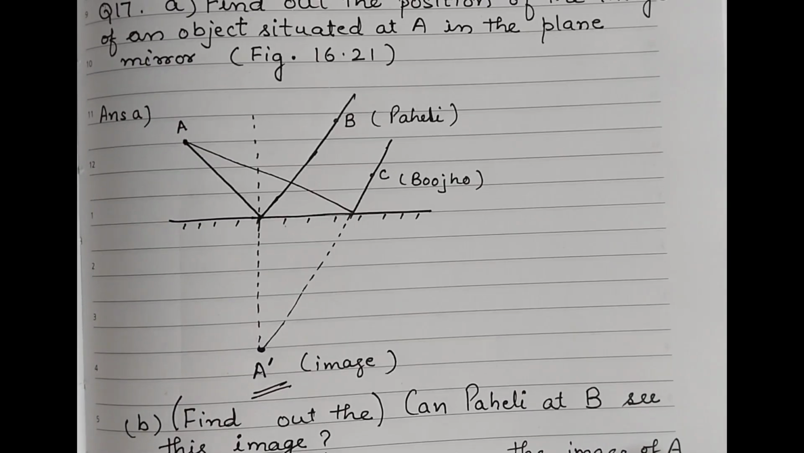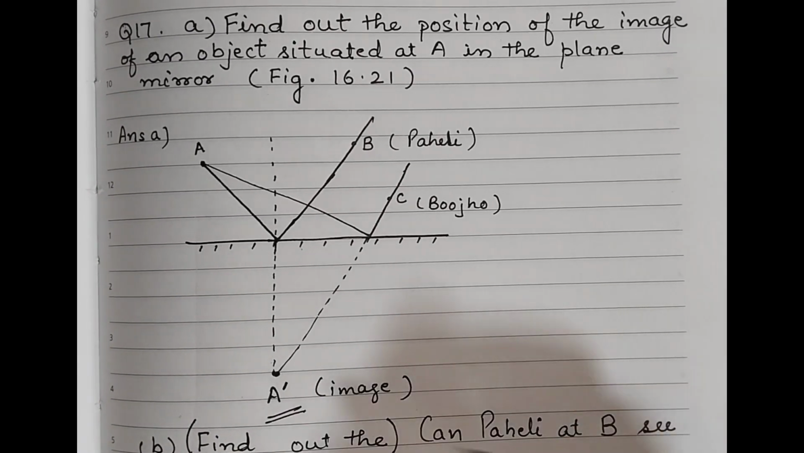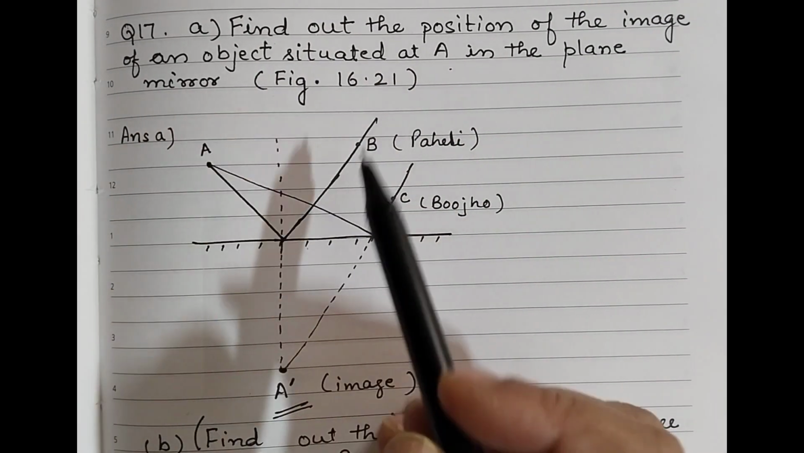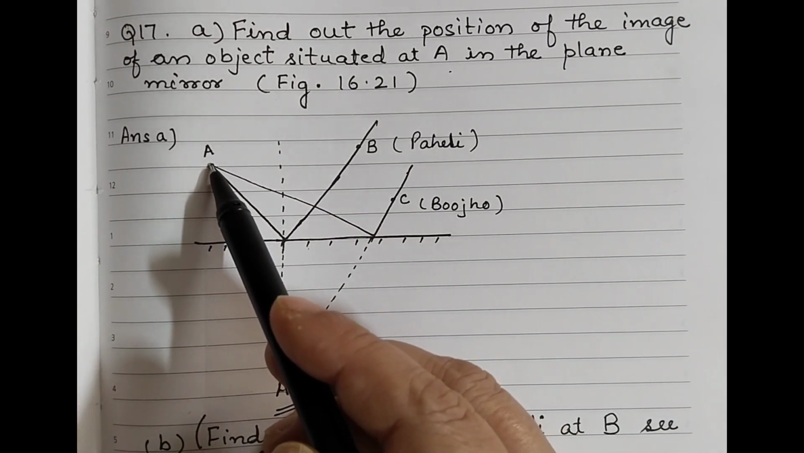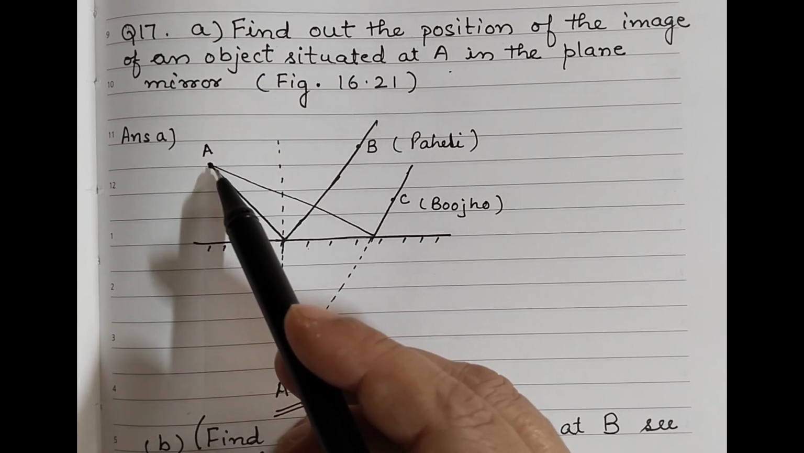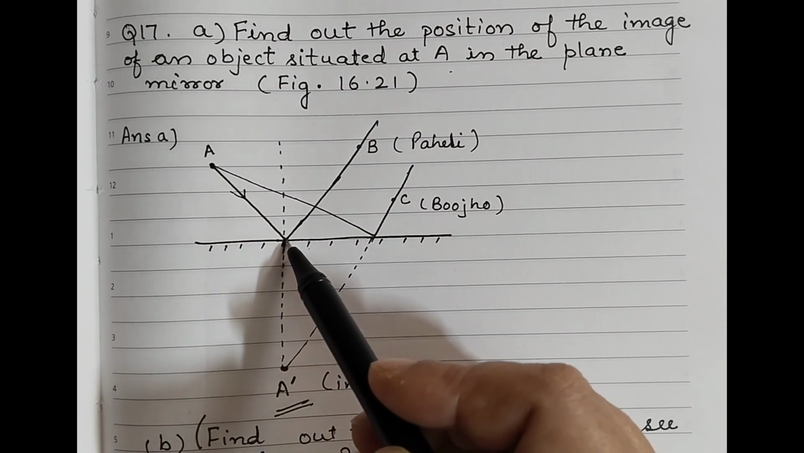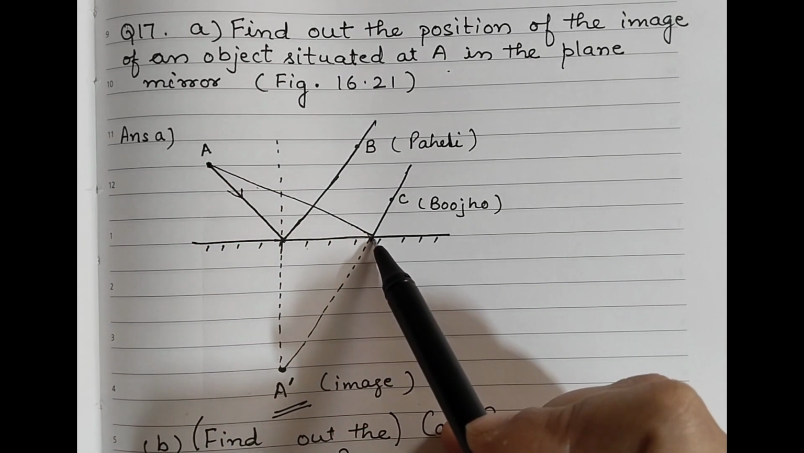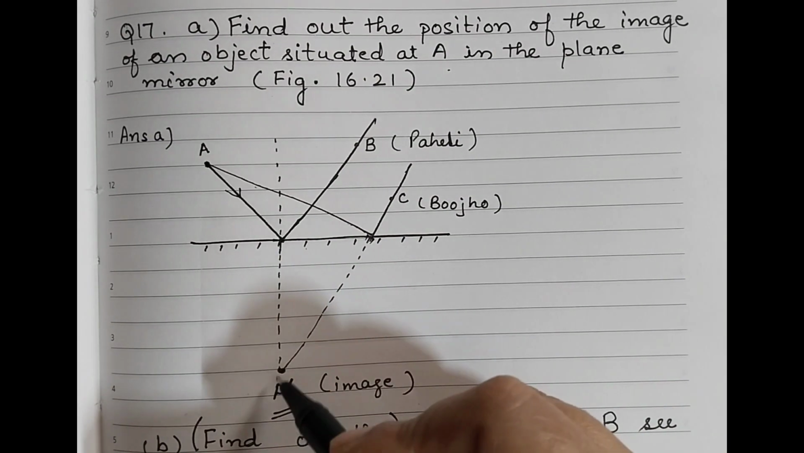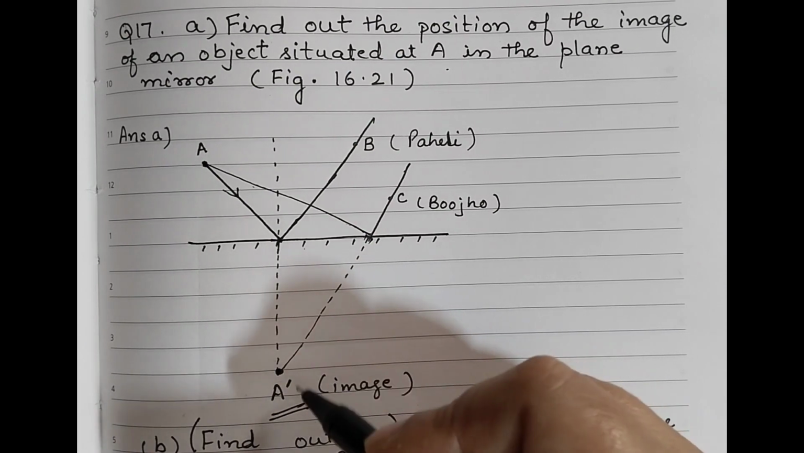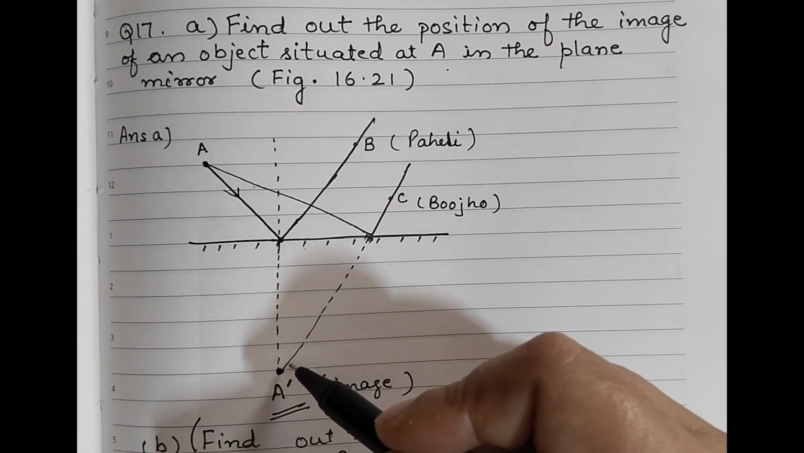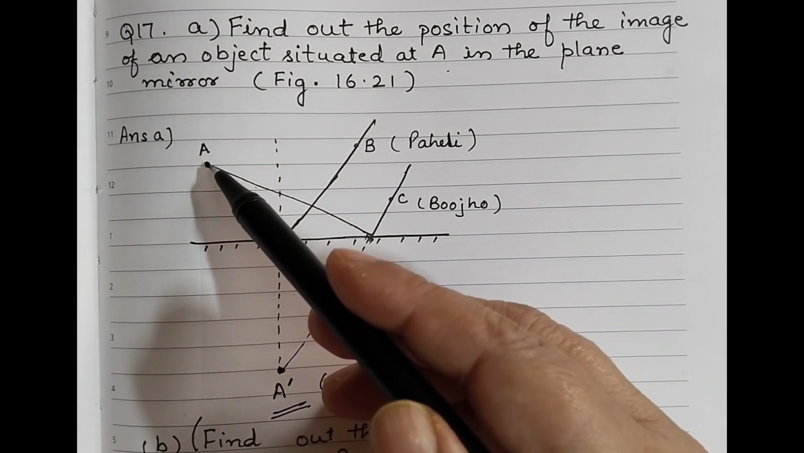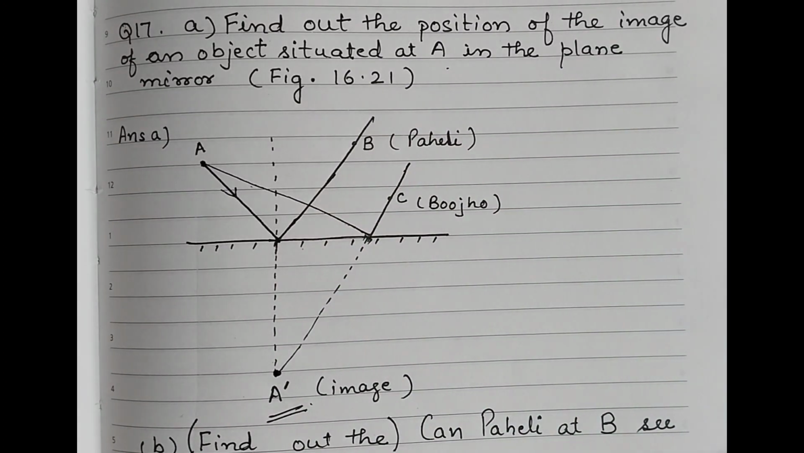Next is question number 17. Find out the position of the image of an object situated at A in the plane mirror. First part. Now this is a plane mirror. This is point A. The image of this point A is, this is incident on the surface of plane mirror. Then we are making one normal over here. When this light falls on this place, join these two lines. The image formed is A dash image behind the mirror. Behind the mirror. Now we can obtain the image of object A like this. This is the answer of A part.